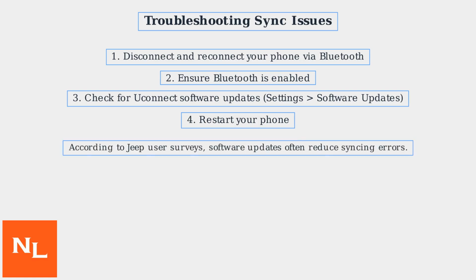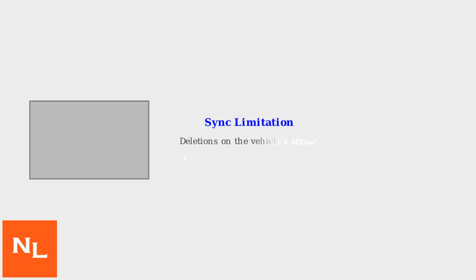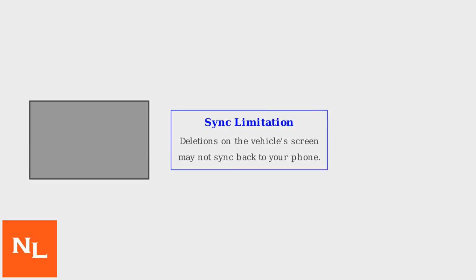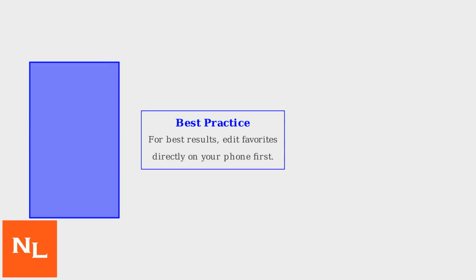According to Jeep user surveys, software updates often reduce syncing errors by improving system reliability. Deletions made on the vehicle's touchscreen may not always sync back to your phone. This is because the system mirrors your phone's contacts rather than storing them permanently. To ensure changes take effect reliably, always edit your favorites directly on your phone before syncing with the vehicle. This avoids potential sync conflicts.